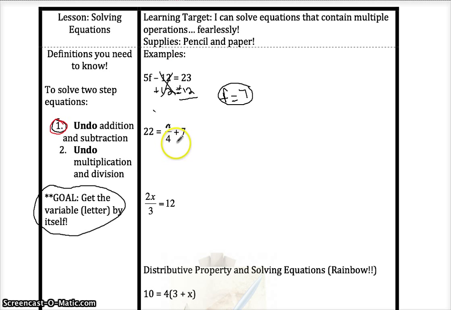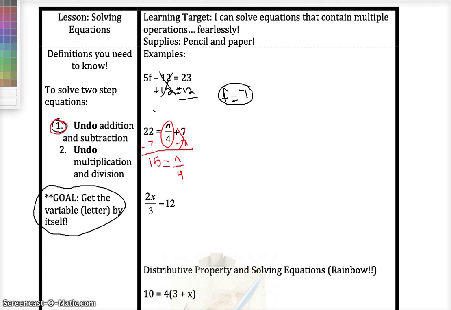So I undo addition by subtracting. I do the opposite of adding, which is subtracting. I subtract 7 from both sides. My new answer, positive 7 minus 7 is 0, so I don't need that anymore. And 22 take away 7 is 15. So 15 equals, and then all I have left on this side is this piece of the equation. So I just rewrite it. Don't try to solve this in your head. I want you to rewrite these problems out. 15 equals n divided by 4.